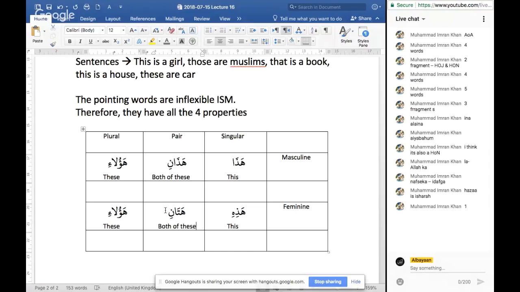Let's say it five times together, inshallah. Bismillah ar-Rahman ar-Rahim. Haza, hazani, ha'ula'i. Hazihi, hatani, ha'ula'i. Haza, hazani, ha'ula'i. Hazihi, hatani, ha'ula'i. One last time. Haza, hazani, ha'ula'i. Hazihi, hatani, ha'ula'i. Okay?